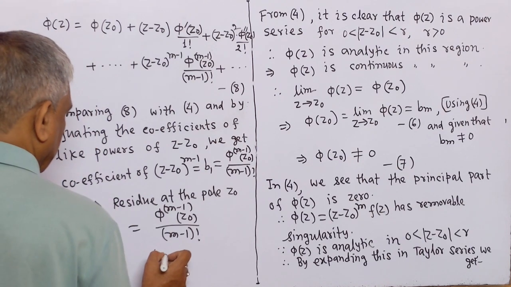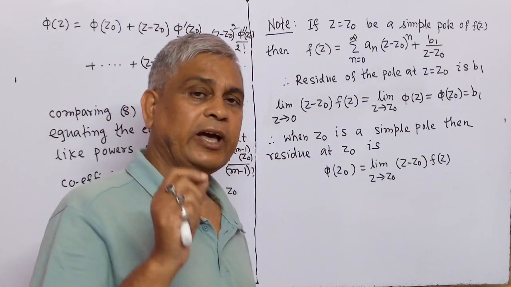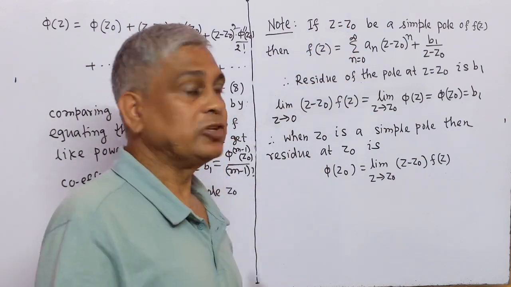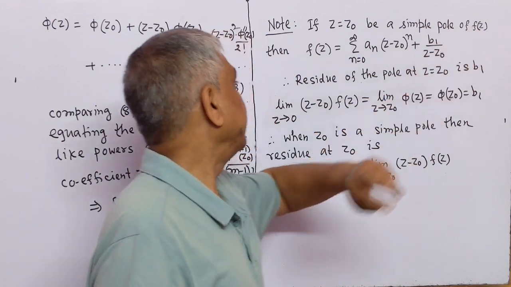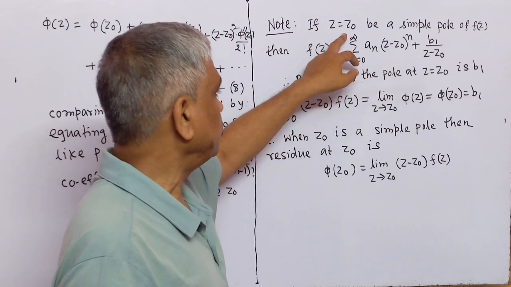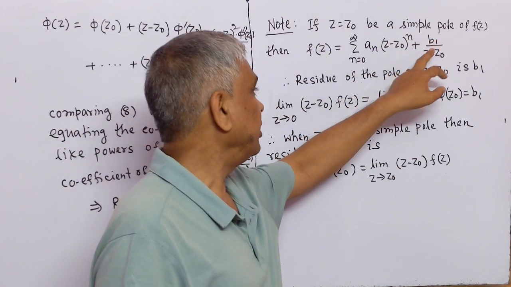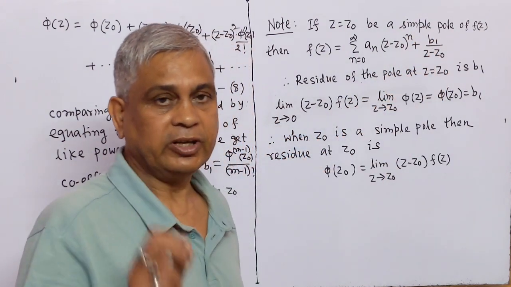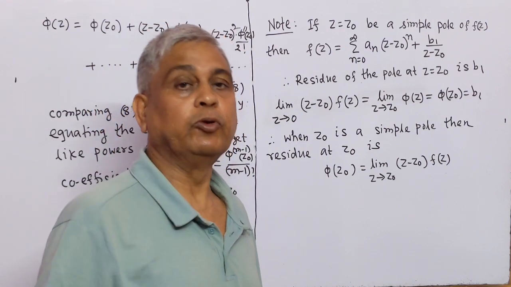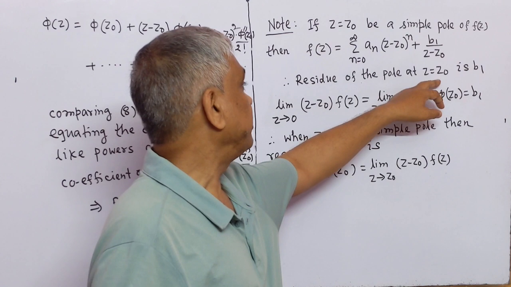Therefore, proved. Here we have an important note. If z equal to z naught is a simple pole of function f(z), then f(z) equals sigma n equal to 0 to infinity a_n (z minus z naught) to the power n plus b1 by (z minus z naught). In the principal part, we get only one term for a simple pole. Therefore, the residue at the pole z equal to z naught is b1.